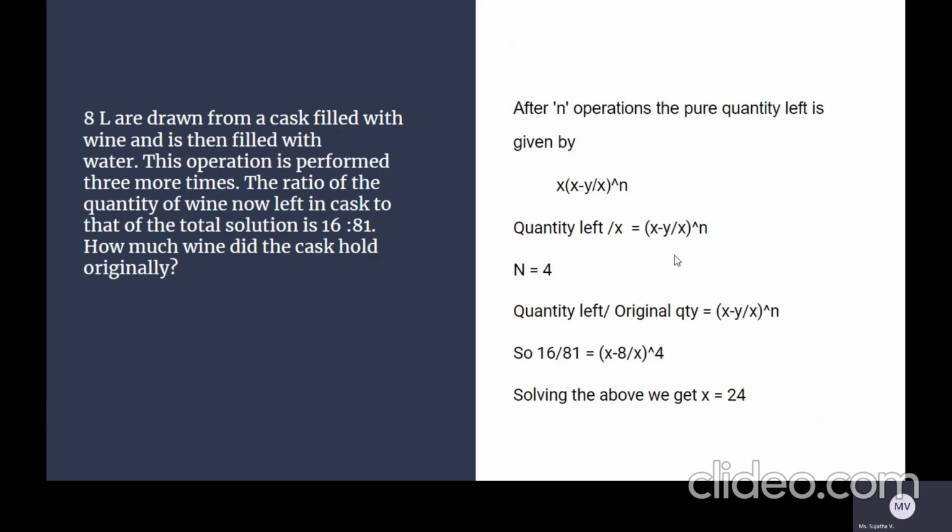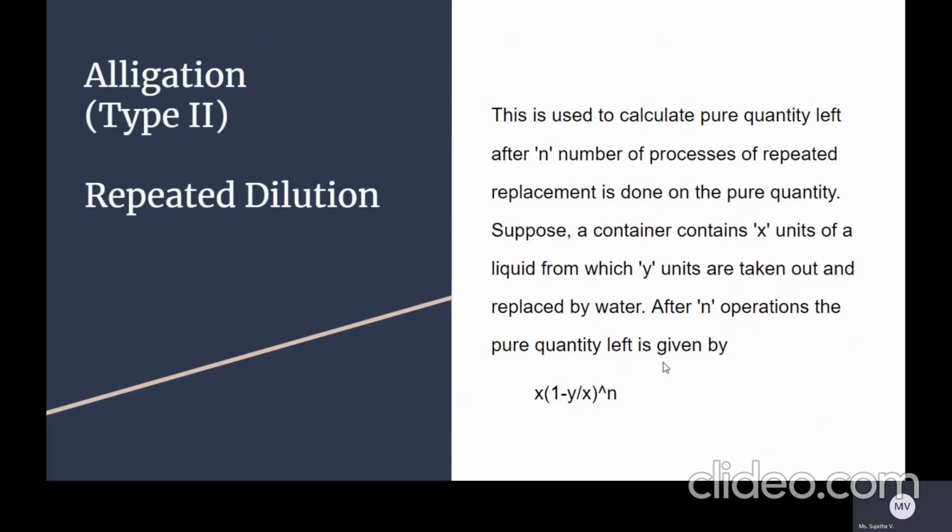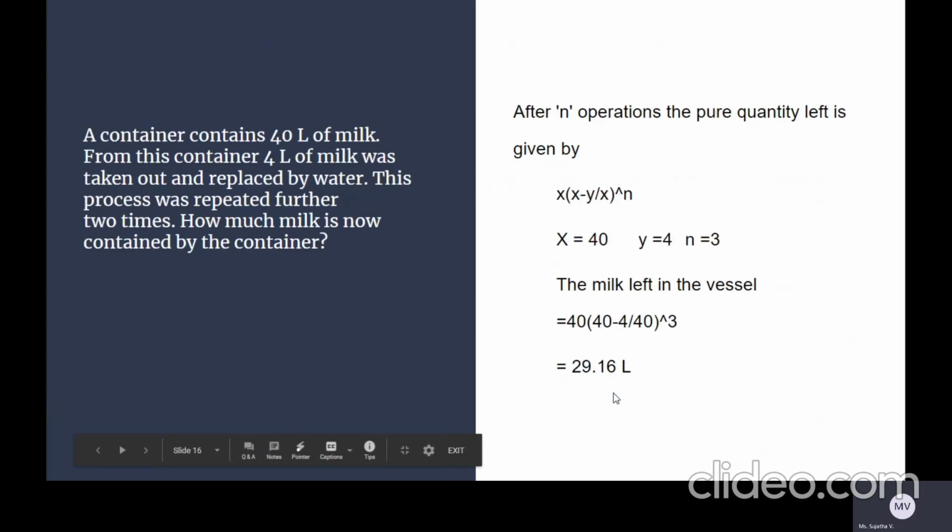So take a look at this formula again. It is X into (X minus Y by X) raised to N, or X into (1 minus Y by X) the whole raised to N. Now here in this question, your X was 40, your Y was 4 and your N is 3. So just apply it. I have just applied the formula X into (X minus Y by X) the whole raised to 3. And what is left? 29.16 liters is left. Okay, one more question from this.